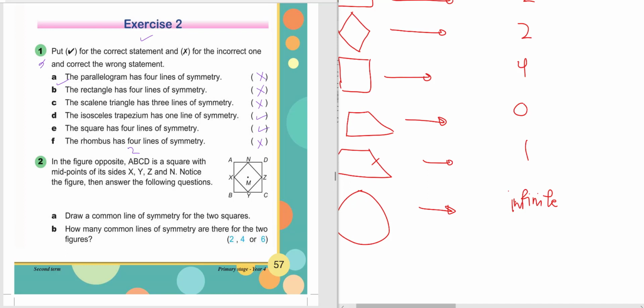Rhombus has 2 lines. Parallelogram 0. Rectangle 2. And scalene 0.